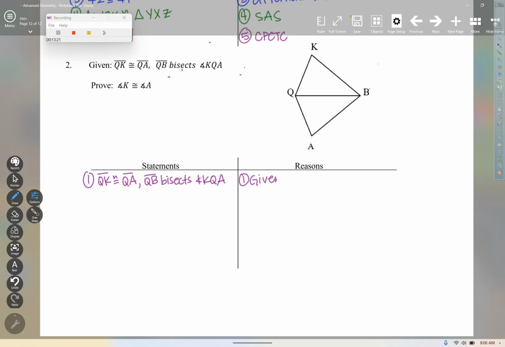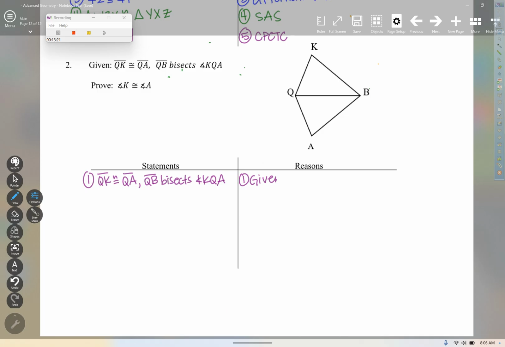If we look at the given, you're going to notice there's really only one thing that says this equals this. The other thing is a hint, okay? So side QK is equal to side QA. Sides get tick marks. I can actually mark that one because that one says this equals this.